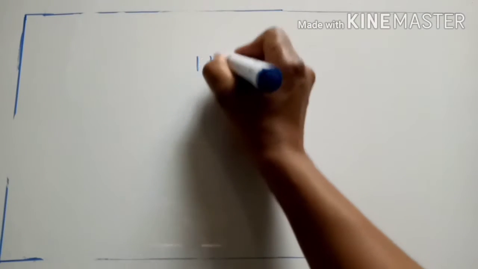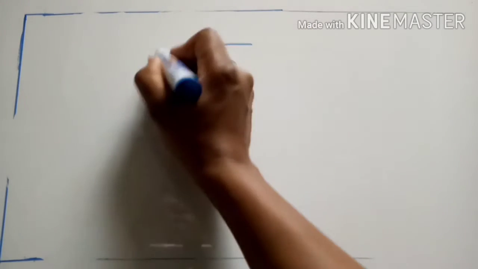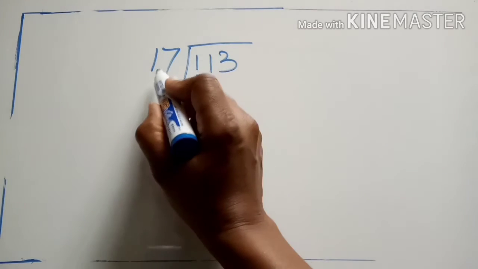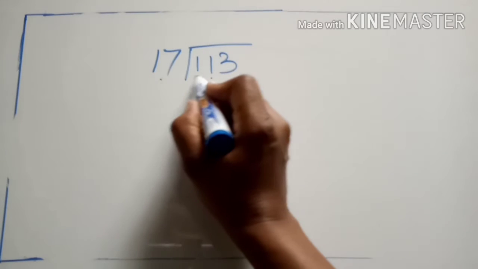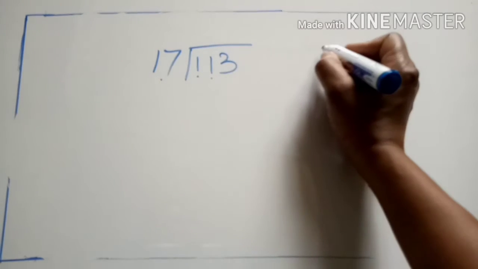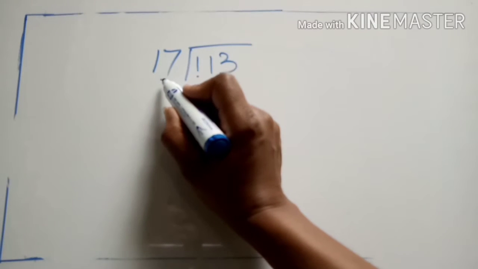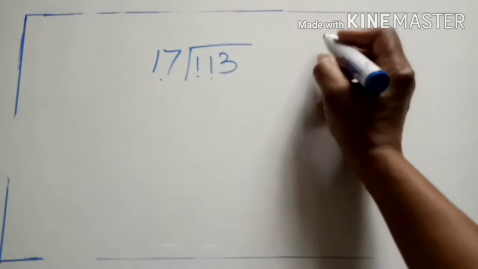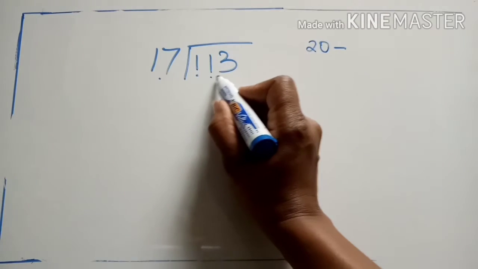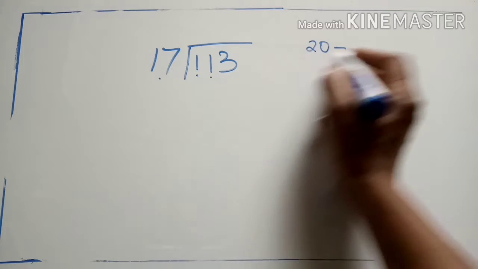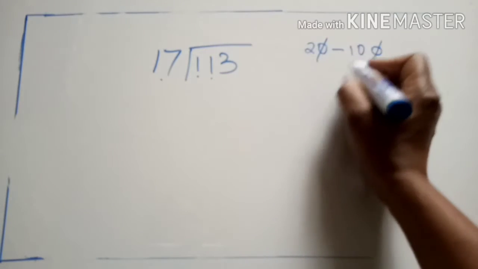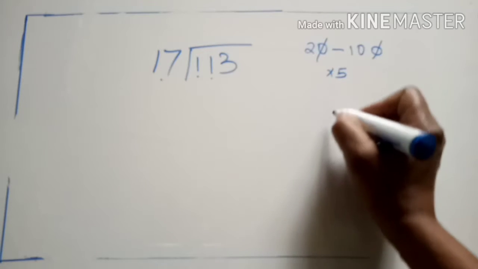Now let's look at 113 divided by 17. 1 divided by 17 is impossible. 11 divided by 17 is impossible. So we'll take 113 divided by 17. 17 rounded off to the nearest tens is 20. And then 113 to the nearest hundreds is 100. Cancel out the last zeros. So 2 into 10, that's 5. So that means you're multiplying by 5.